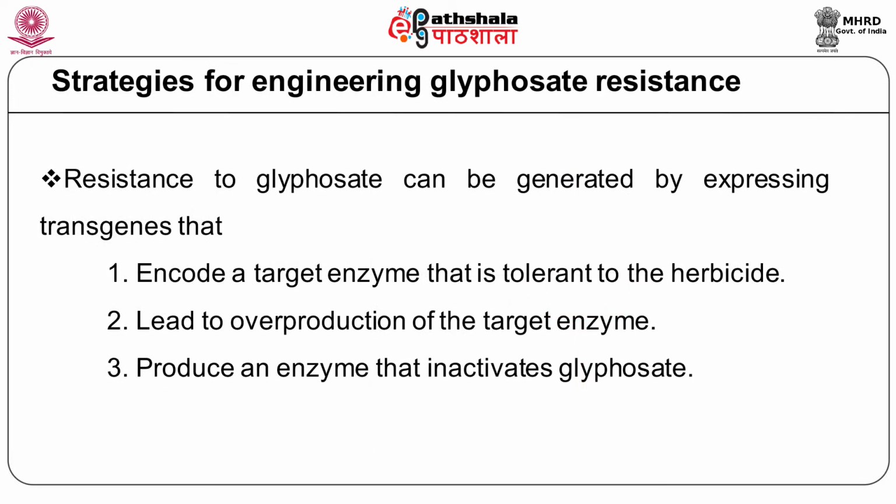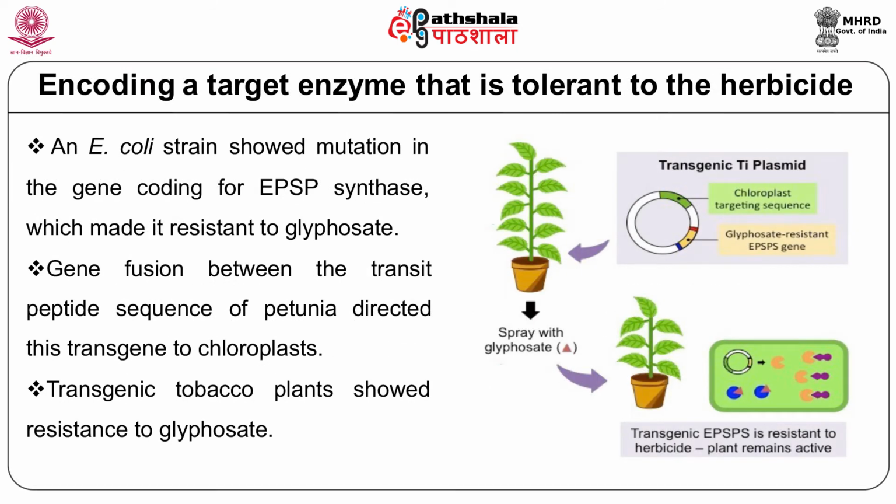Resistance to glyphosate can be generated by expressing transgenes in crop plants that serve any of the following purposes: transgenes that encode a target enzyme that is tolerant to the herbicide, transgenes that lead to overproduction of the target enzymes, or transgenes that produce an enzyme that inactivates glyphosate. Glyphosate tolerant cell cultures of Petunia hybrida were obtained after selection on the herbicide. These Petunia cell lines were found to overproduce EPSP synthase as a result of a 20-fold gene amplification.